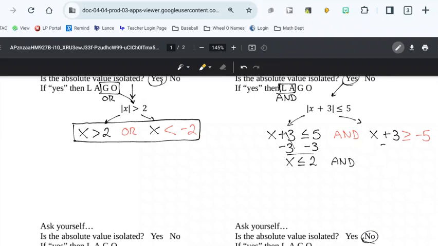And we subtract 3. And x is going to be greater than or equal to -8. So this is all one solution. All right, let's go ahead, take a look at the next one.